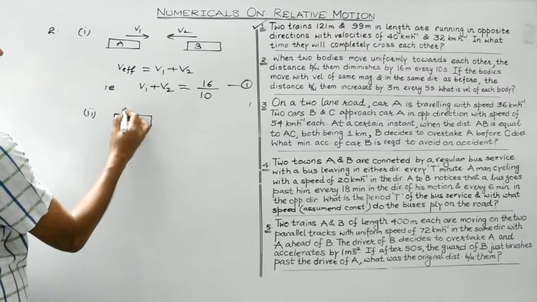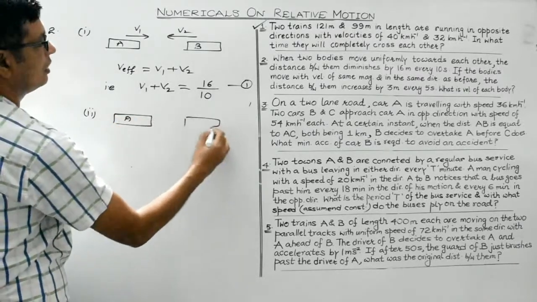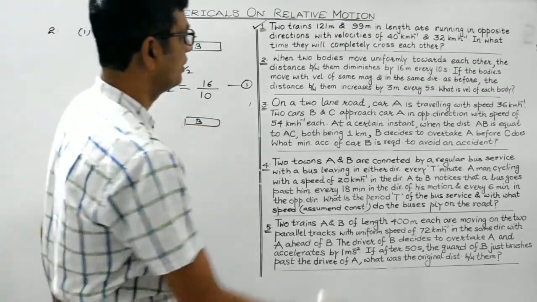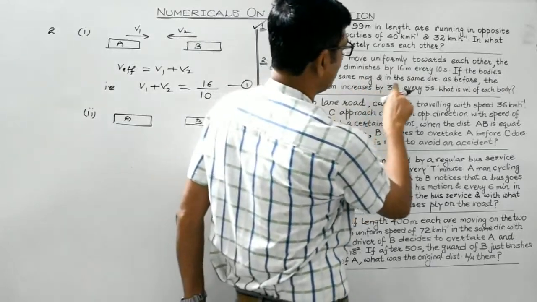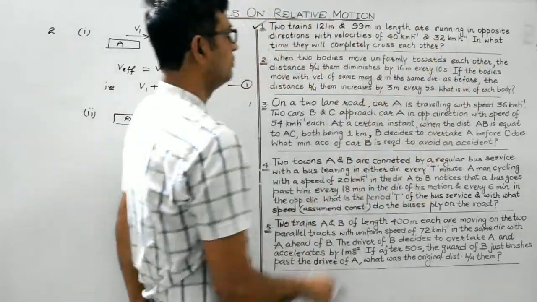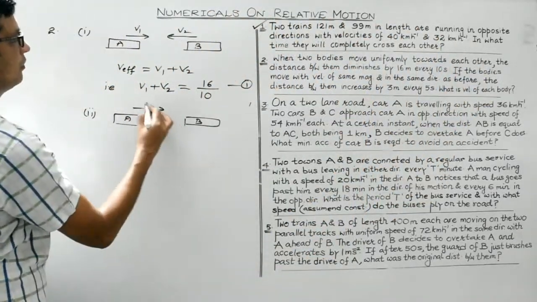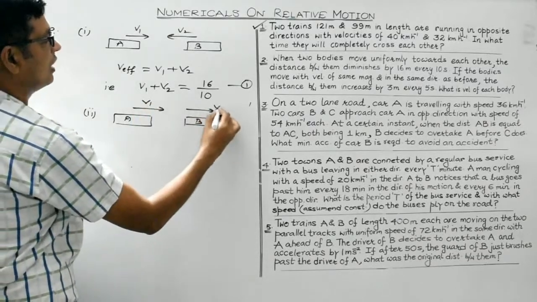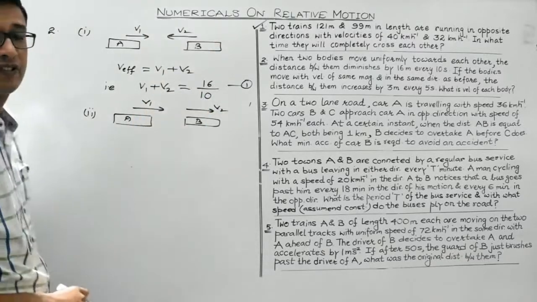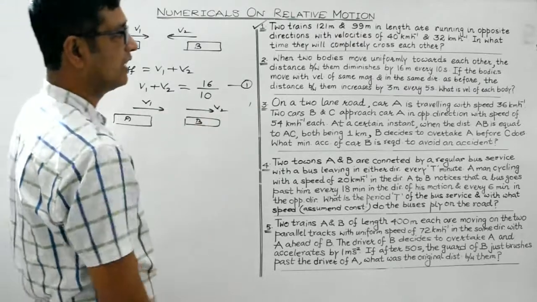In this case, this is body A and this is body B. Now it's given that the bodies move with velocity of the same magnitude and in the same direction as before, right? It will have the same magnitude as that in the previous case. But the only difference is now they're moving in the same direction.